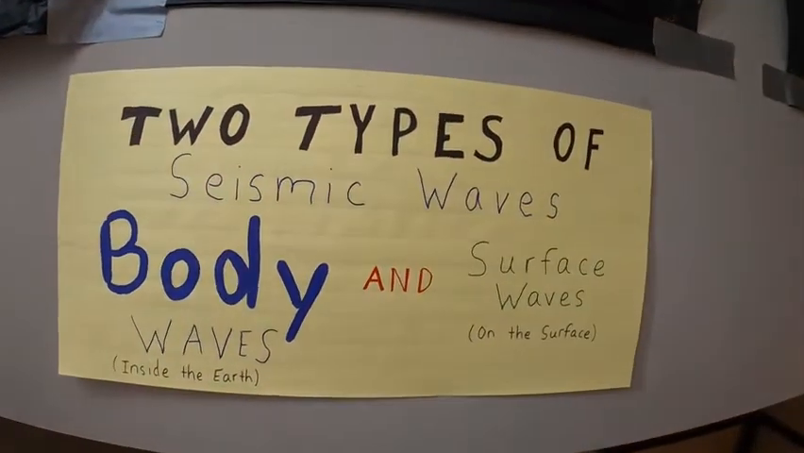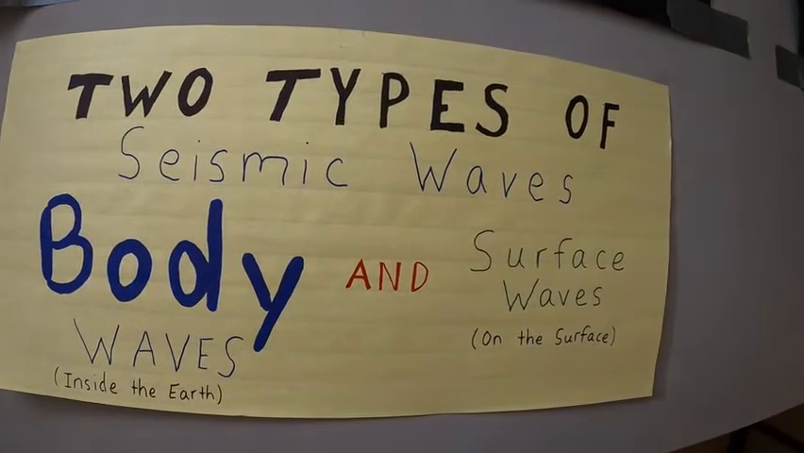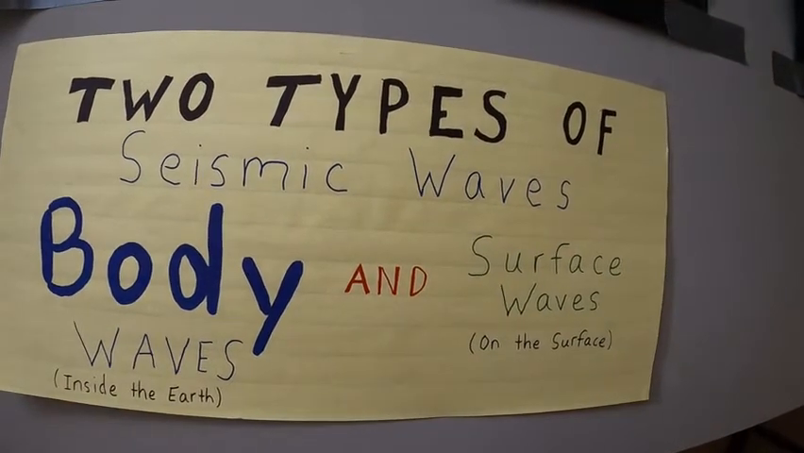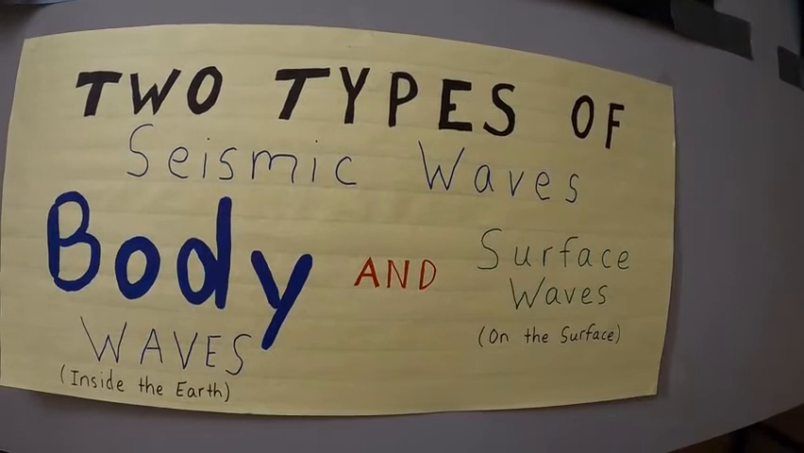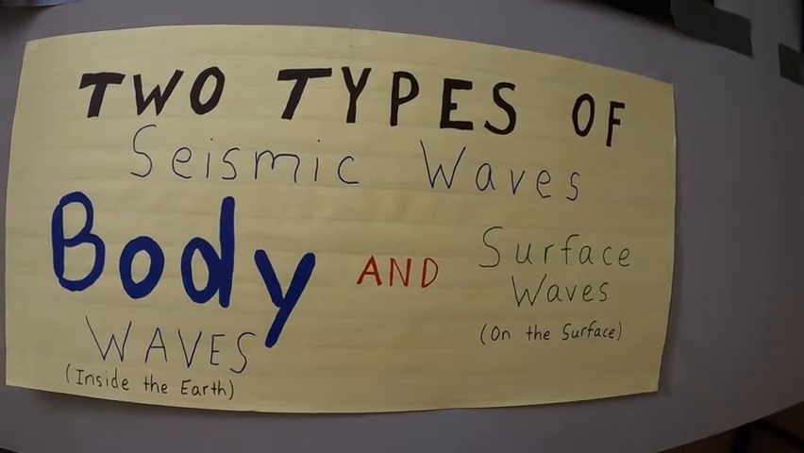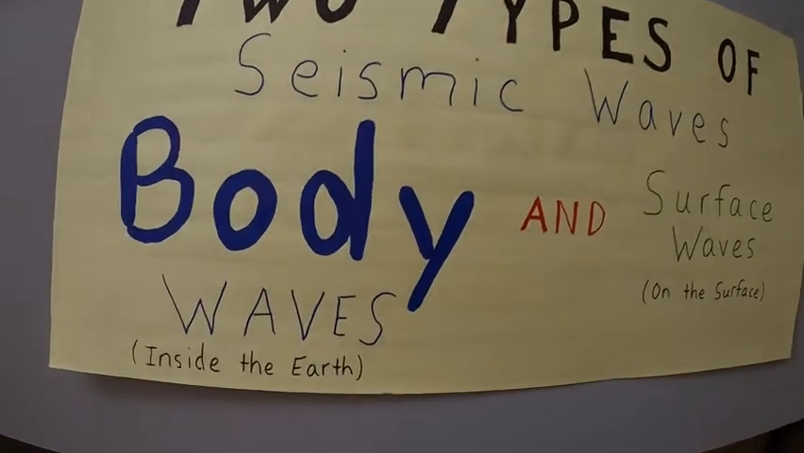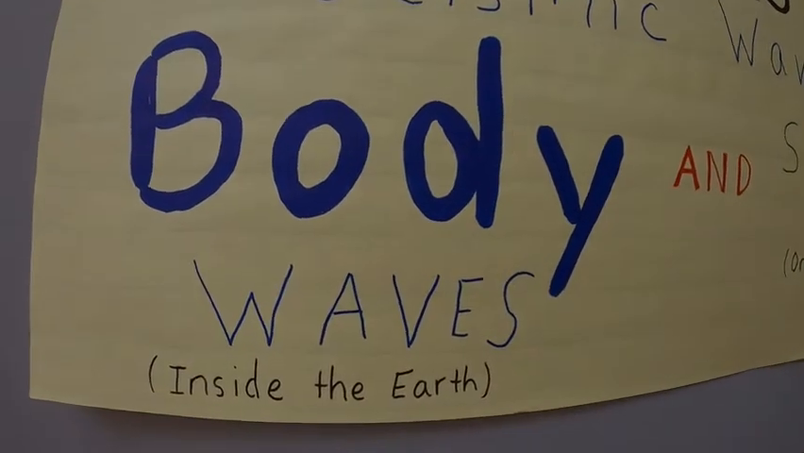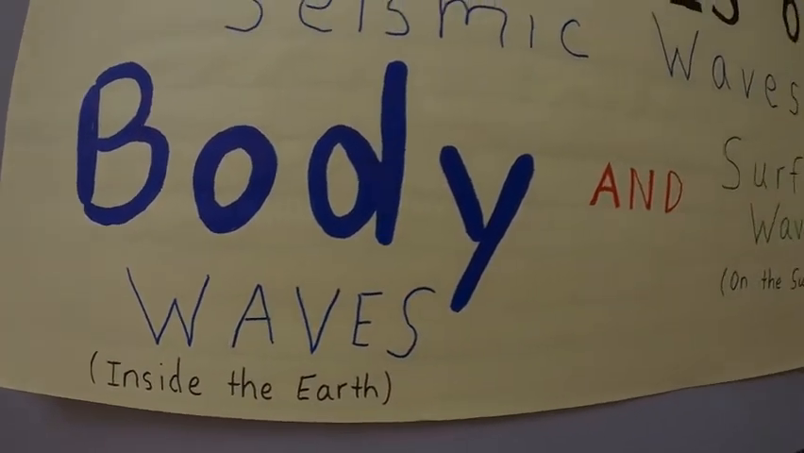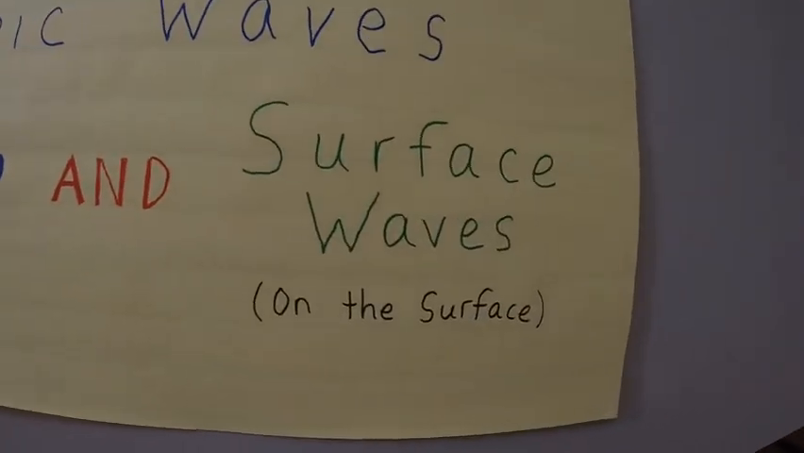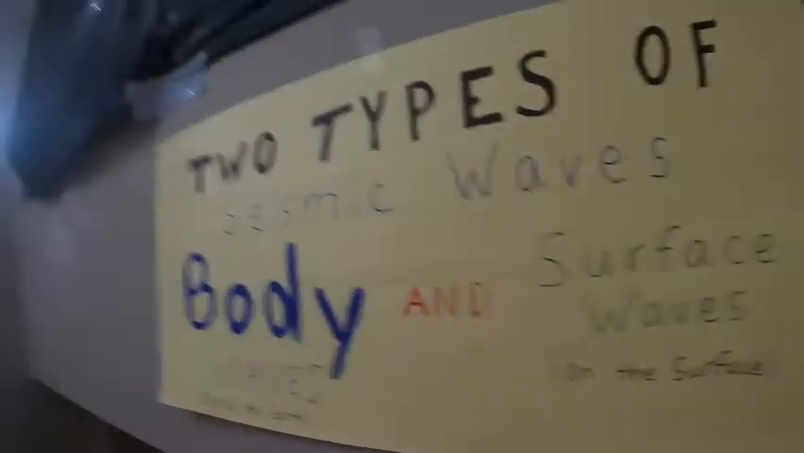So here's our first two. There are two types of seismic waves. And I think this is actually really easy to understand. We have body waves and surface waves. Body waves are inside the earth, and surface waves are on the surface. Hopefully that's pretty easy to understand. Body wave, inside the body of the earth. Surface waves are happening up on the surface. So now we can start to break those down into the next twos.